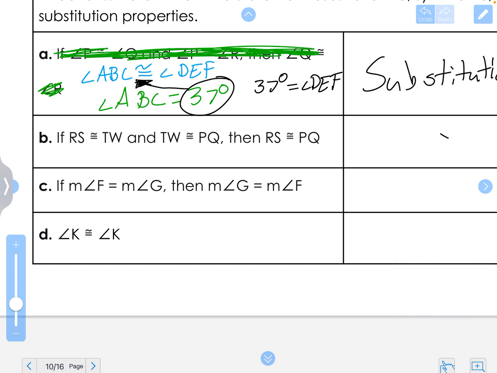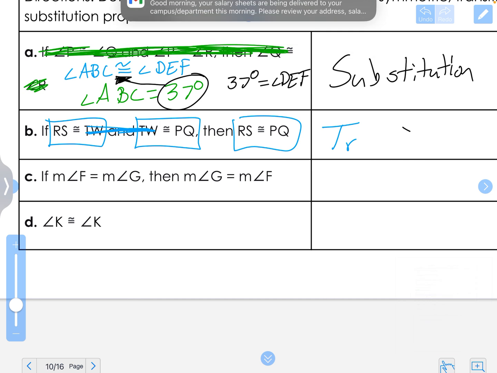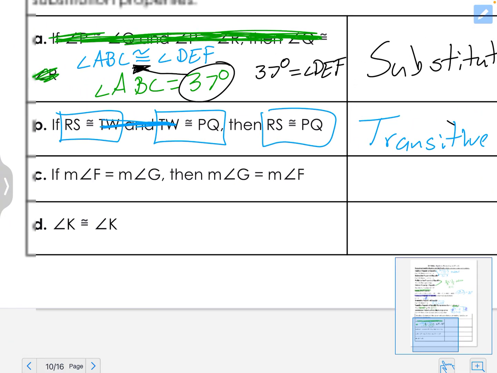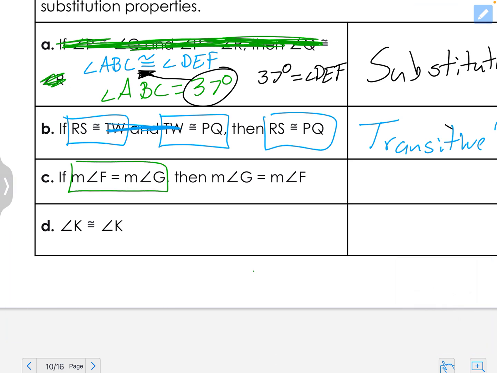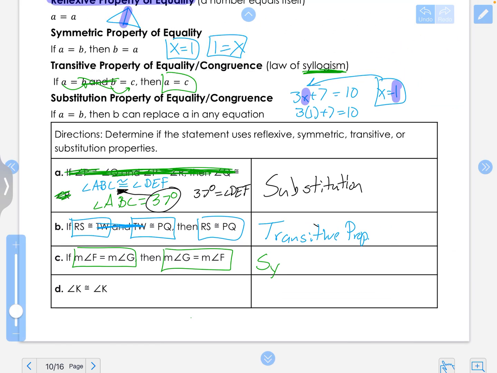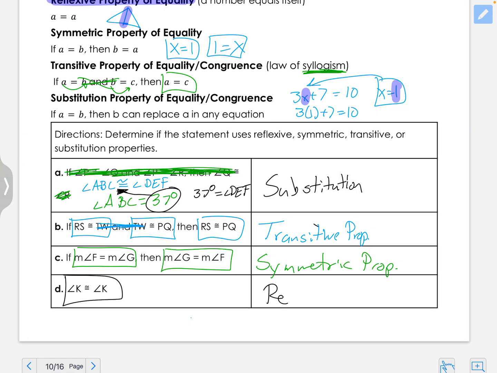So if we look at this property here, we have RS is congruent to TW, TW is congruent to PQ, so we can take out the middleman, and RS is congruent to PQ. So this is going to be our transitive property. So the measure of angle F equals G, so G equals F. That is going to be our symmetric property. Let me zoom out so I can make sure I spell this right. And then finally, our last one, K equals K, which is our reflexive property.